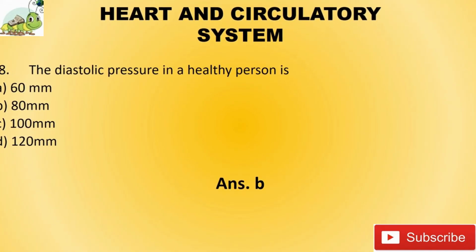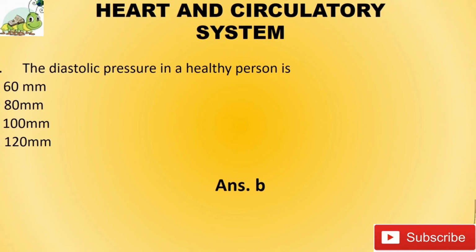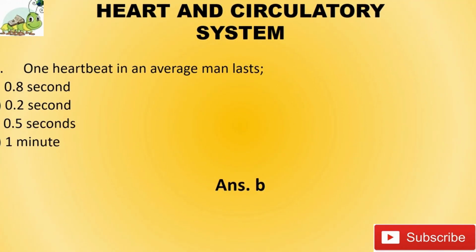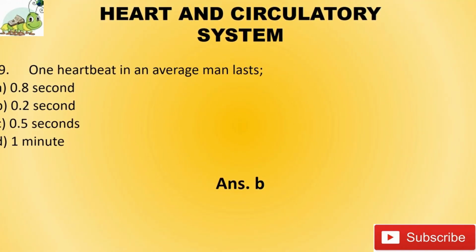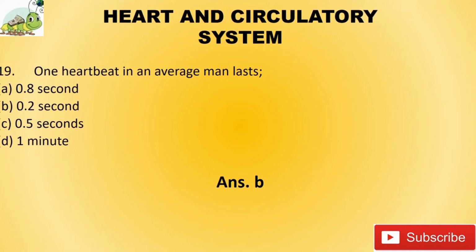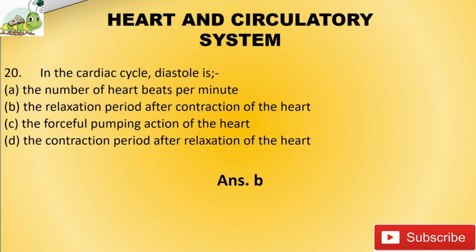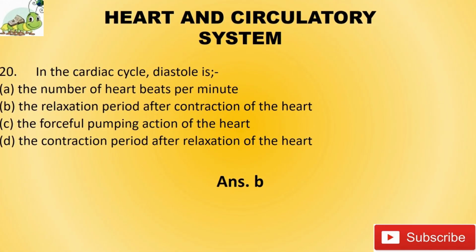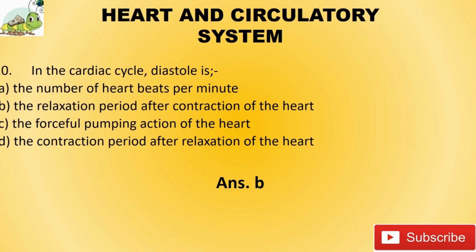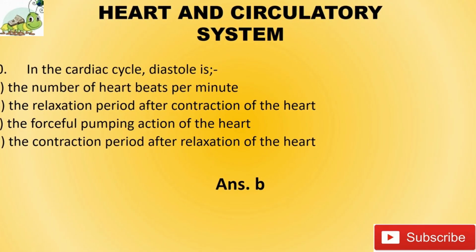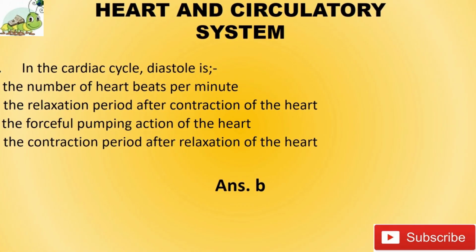Question number 18, answer is B. That is, diastolic pressure is 80 mm. Question number 19, answer is A. One heartbeat in an average man lasts 0.8 seconds. Question number 20, answer is B. That is the relaxation period after contraction of the heart, meaning the diastole.